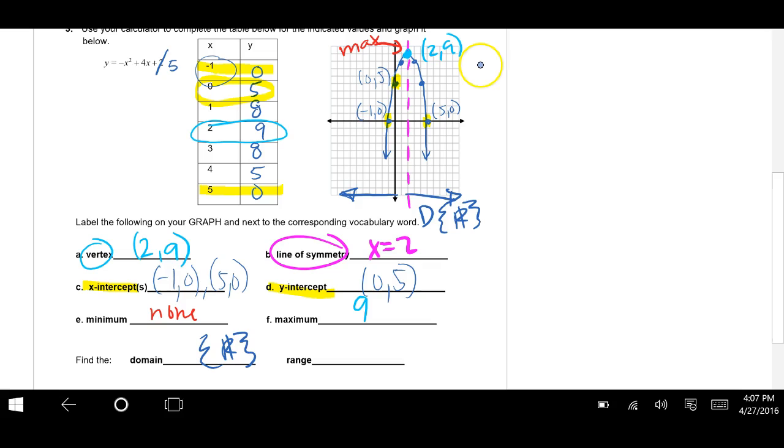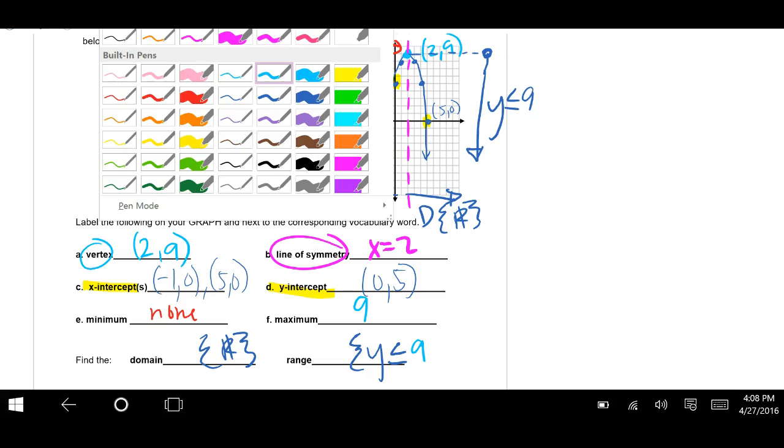Now the range. Remember, we start by saying, okay, does it go down forever and ever? Yes, it does. Does it go up forever and ever? No, it does not. It stops. And at what value? It stops at 9. So y for range, y is less than, because it's pointing down, less than or equal to the number it stops at, 9. So then we would write here, y is less than or equal to, and guess what? There's that 9 again.